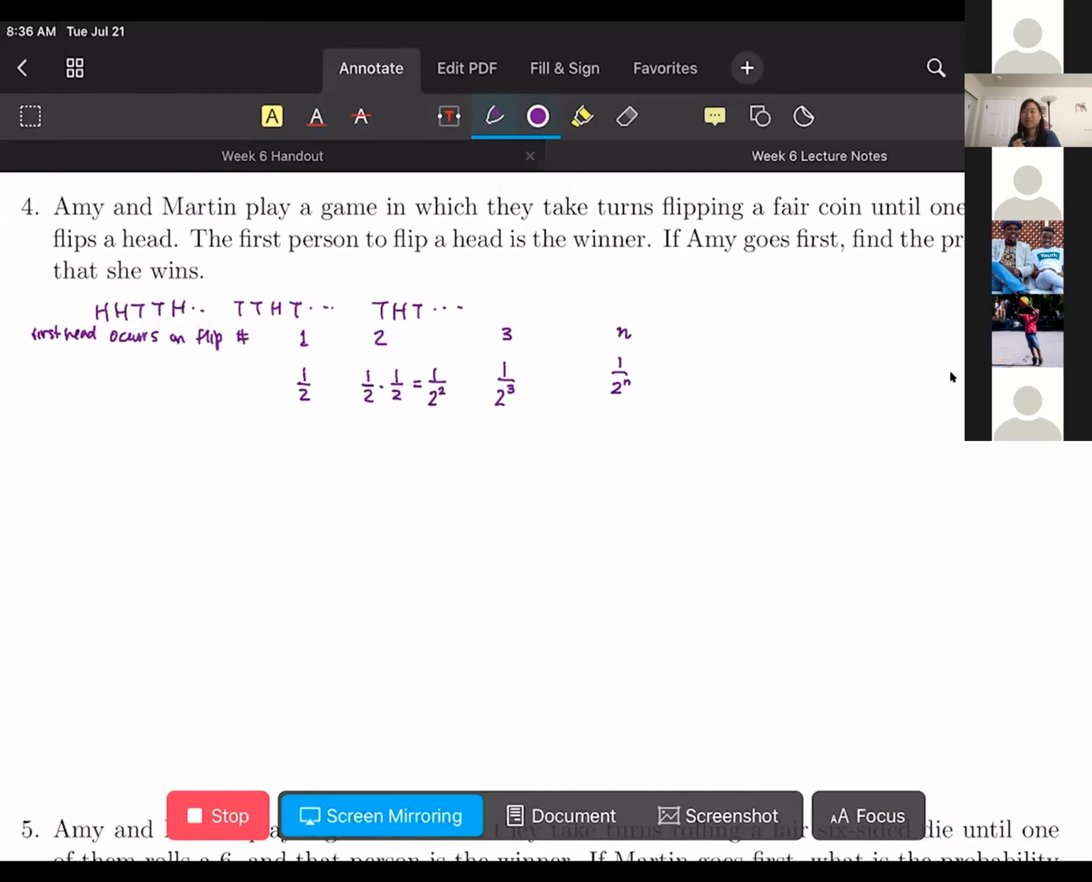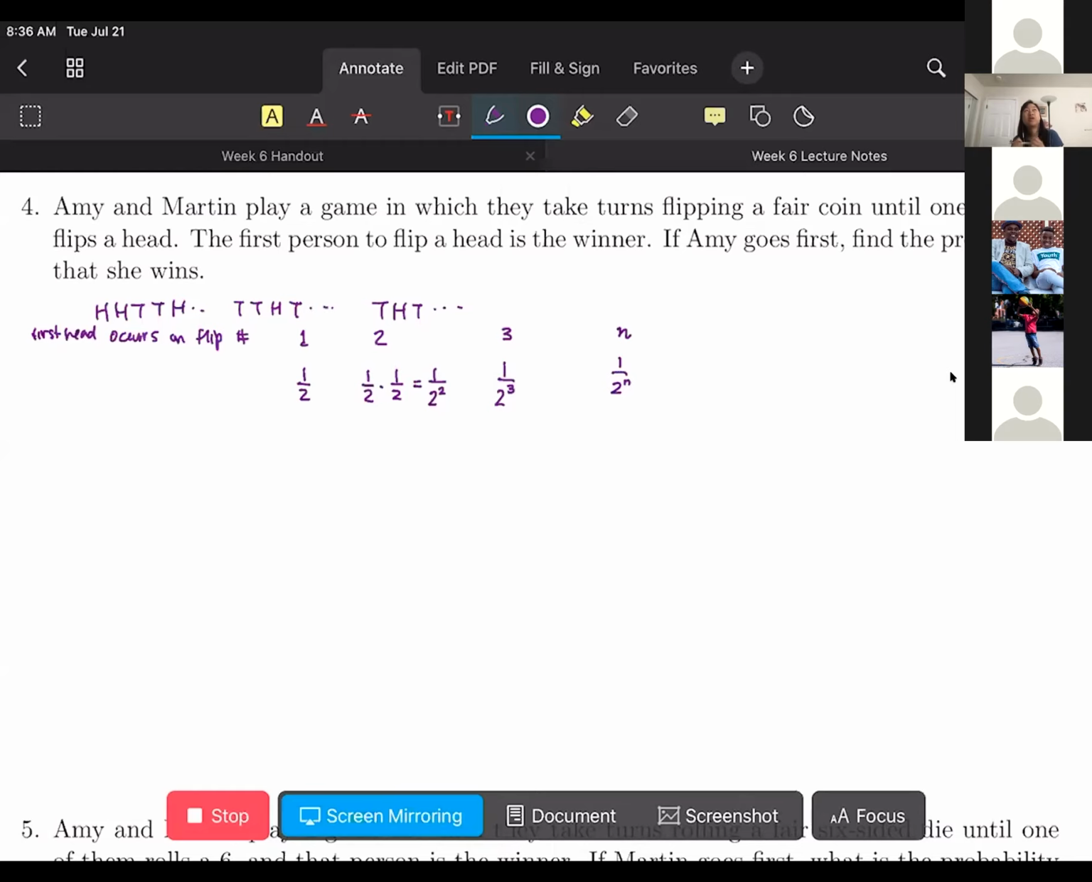I'm a bit confused. So are we basically saying that since she's going first, there's a half chance that she will win, or are we just saying that if she goes on all the odd turns, she might win, and if he goes on all the even turns, he might win?